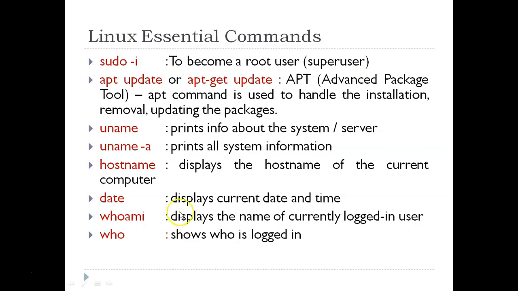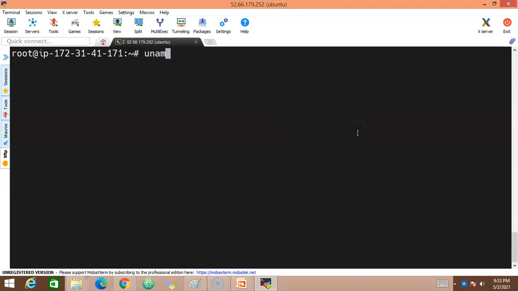Let's look into some more commands. We have another command which is uname, Unix name. It is nothing but a Unix name. It is going to print the information about the system or the server. So let us see how this command works. Uname. Press enter. See, look at this. This Unix name is nothing but Linux. So this is the name of the system, the name of the server. It simply prints the information about the Linux server. So this is a Linux server. That's what it is trying to say to us.